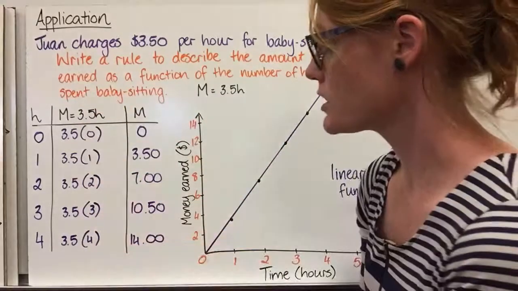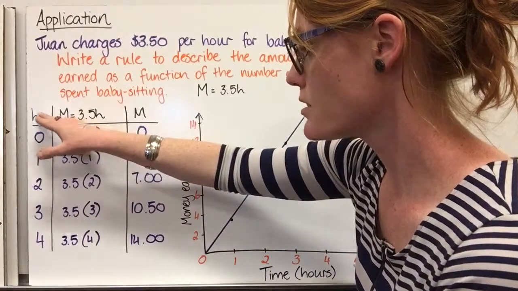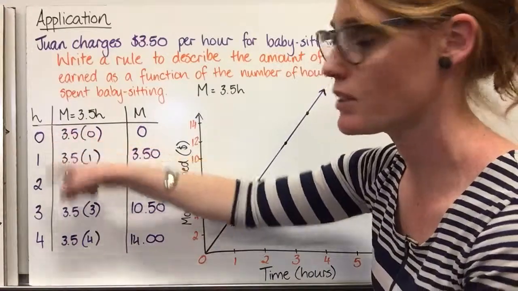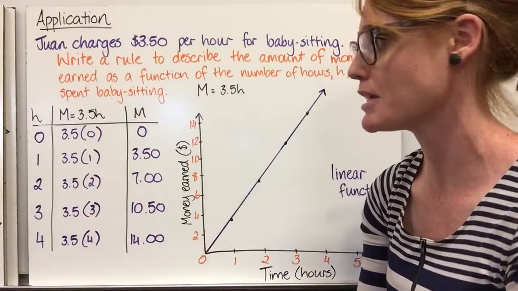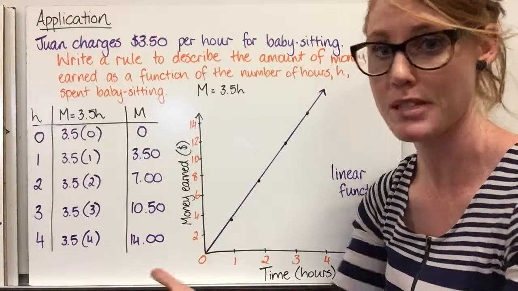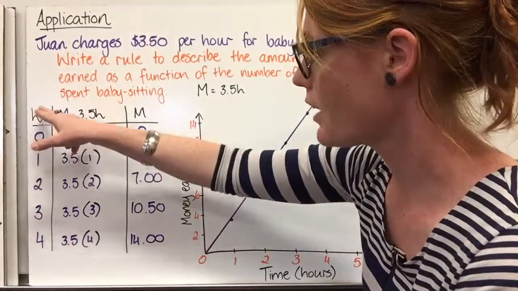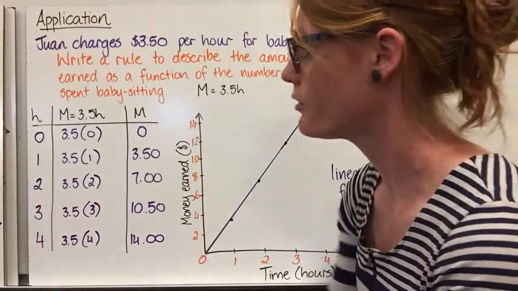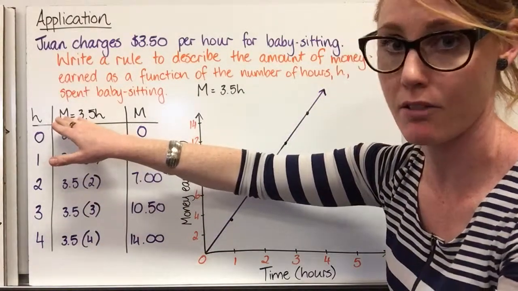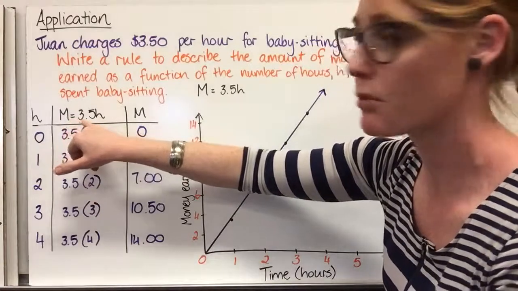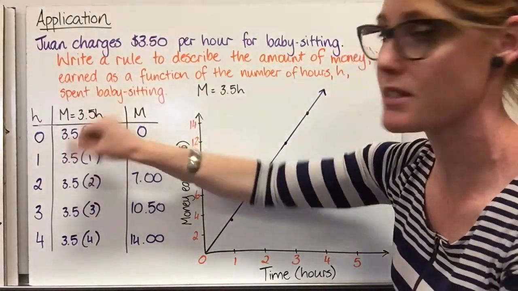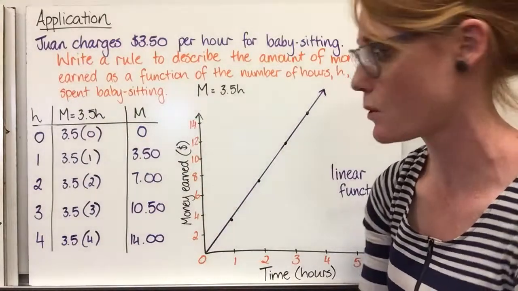So here's our function table. Our hours will be our input values, and you'll notice I don't have any negative values there because he's not going to work any negative hours. He's only going to work positive hours. So our hours are 0, 1, 2, 3, and 4. Our function is again M, which means the amount of money earned, equals 3.5, representing $3.50 per hour, times H, being the number of hours worked.